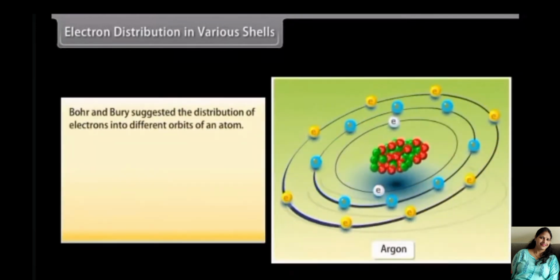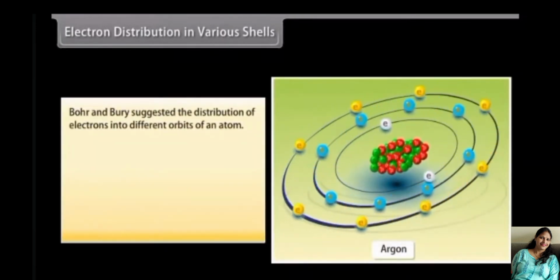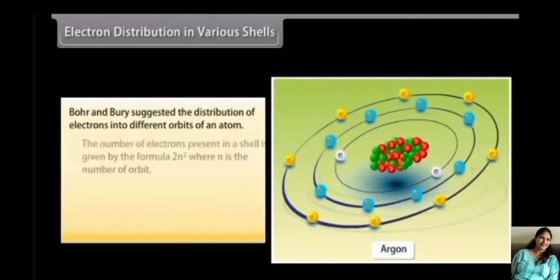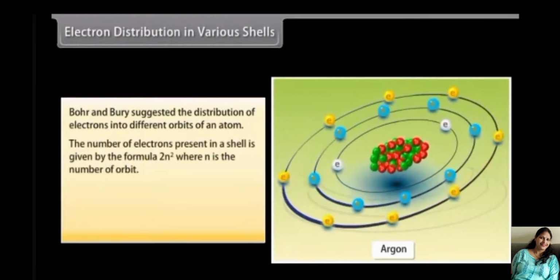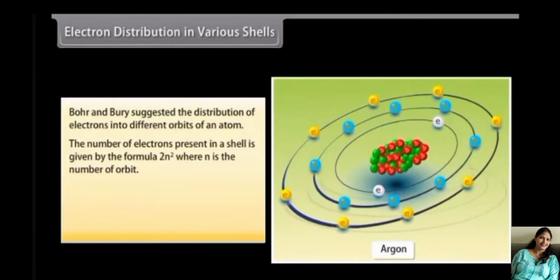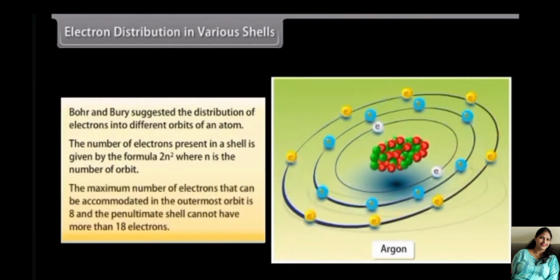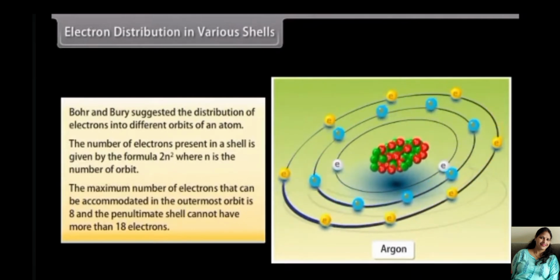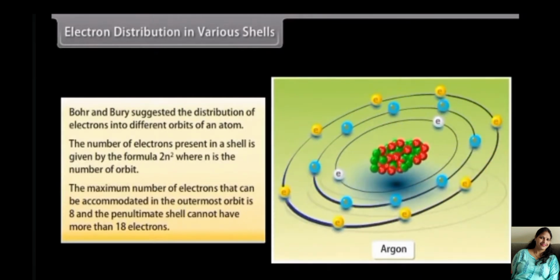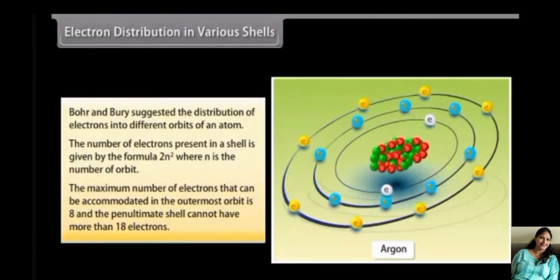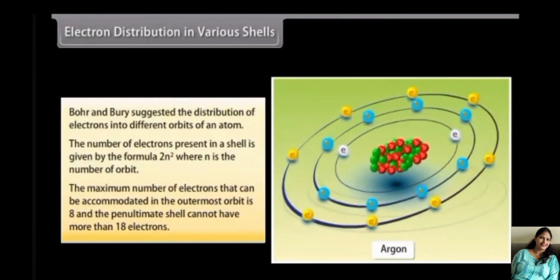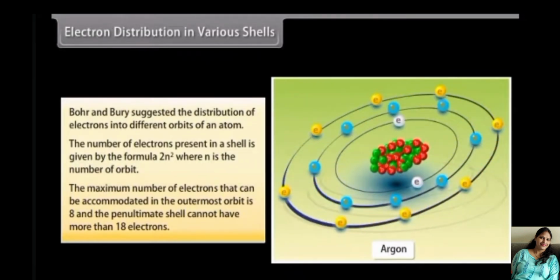Now electron distribution in various shells we will learn. Bohr and Bury suggested the distribution of electrons into different orbits of an atom. The number of electrons present in a shell is given by the formula 2n square, where n is the number of the orbit. The maximum number of electrons that can be accommodated in the outermost orbit is 8 and the penultimate shell cannot have more than 18 electrons. These are the rules for distribution.